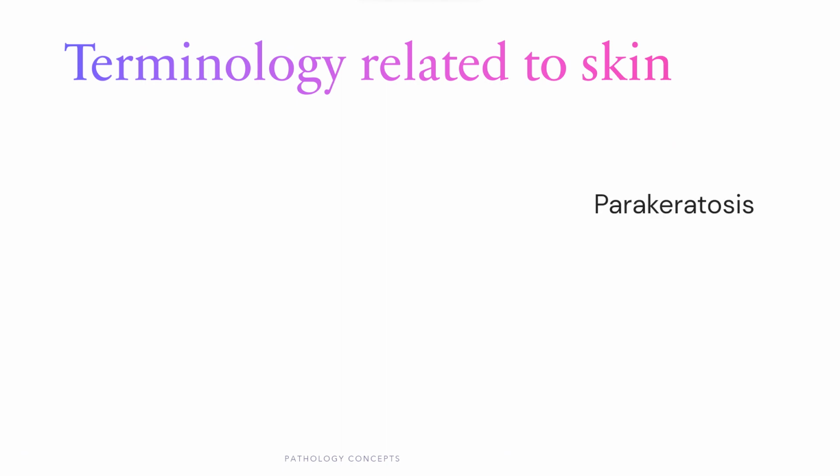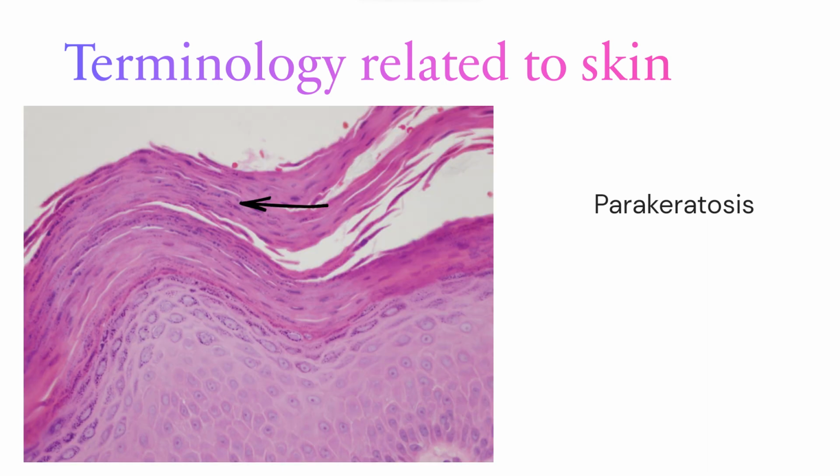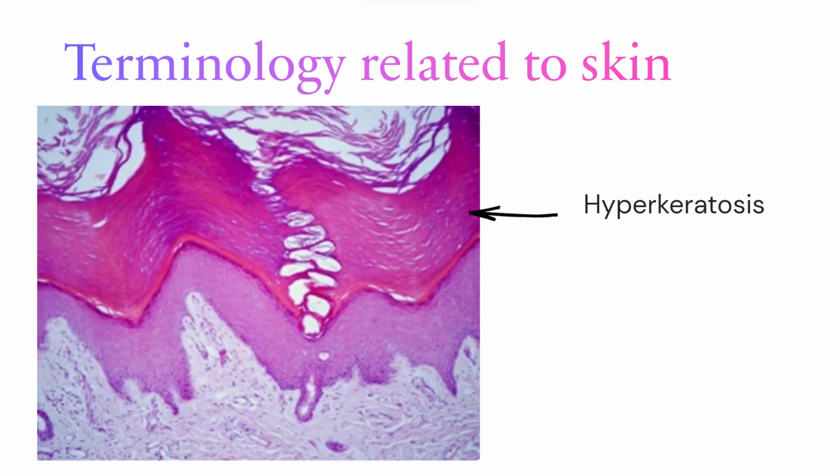Now let's learn about the different terminology that is related to skin disorders. First is parakeratosis. It refers to corneocytes in the stratum corneum with retained nuclei. Parakeratosis is a sign of increased cell turnover and can present in disorders such as psoriasis. Hyperkeratosis refers to thickening of stratum corneum due to an abnormal increase in keratin. It is often present in conditions like eczema, warts and corns.